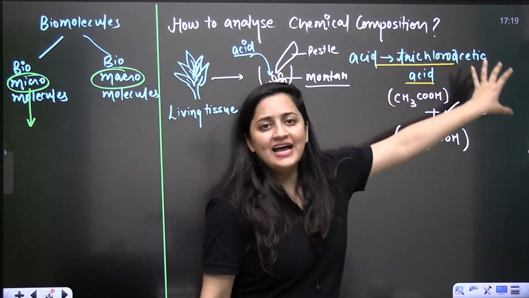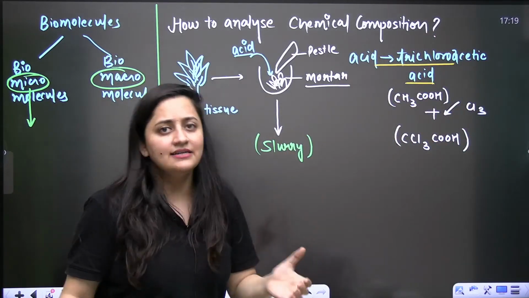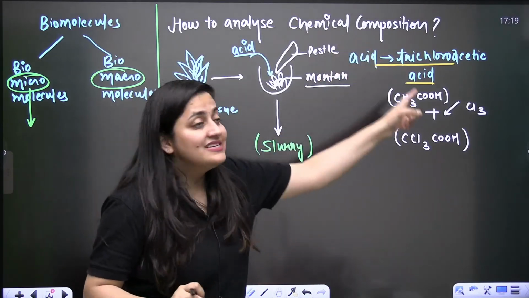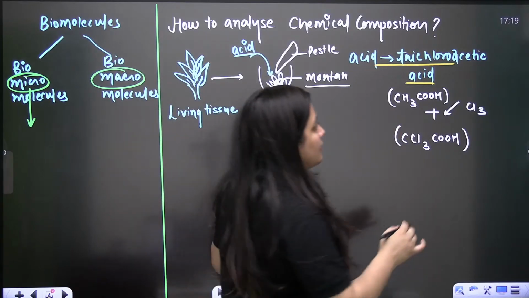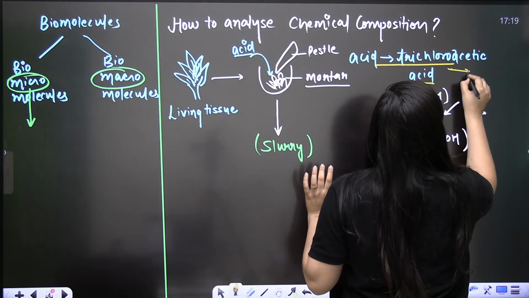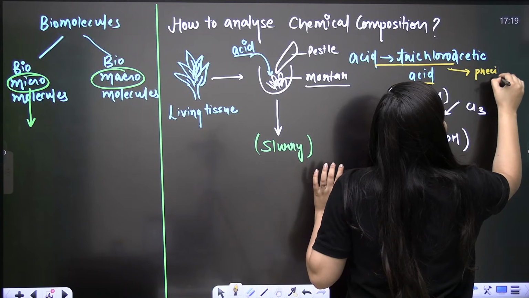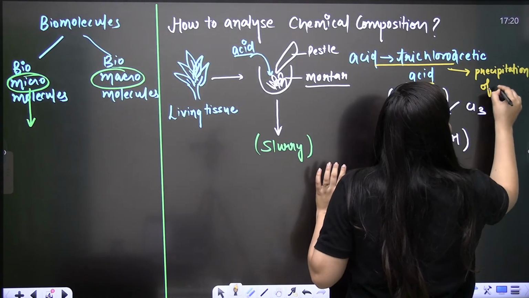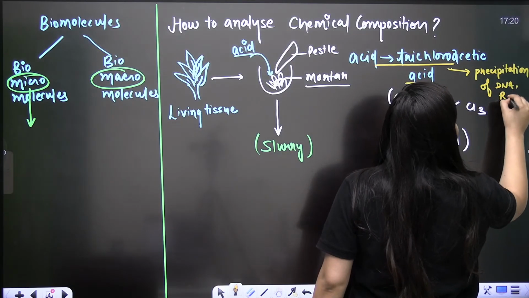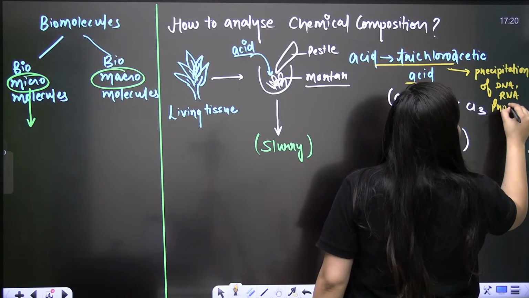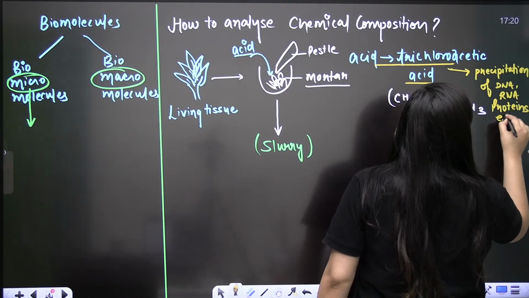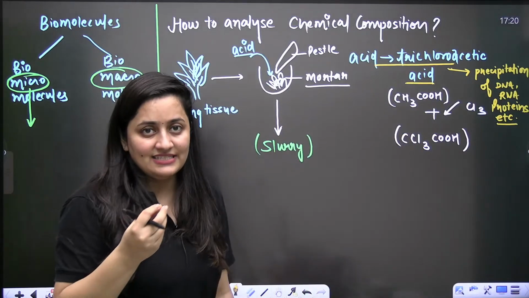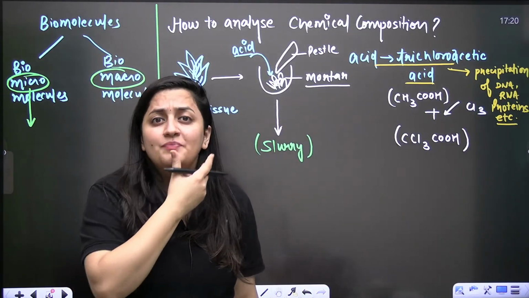Trichloroacetic acid, as I said, is a stronger acid than acetic acid. Here, in biochemistry, it is used because it is responsible for the precipitation of DNA, RNA, proteins, etc. So it helps in the precipitation of these macromolecules. And moreover, it is even used in cosmetic products.